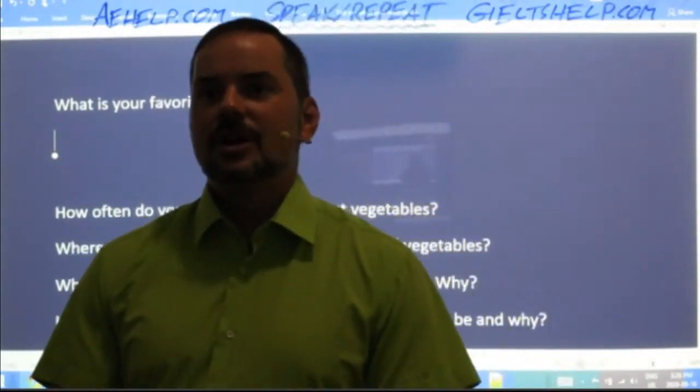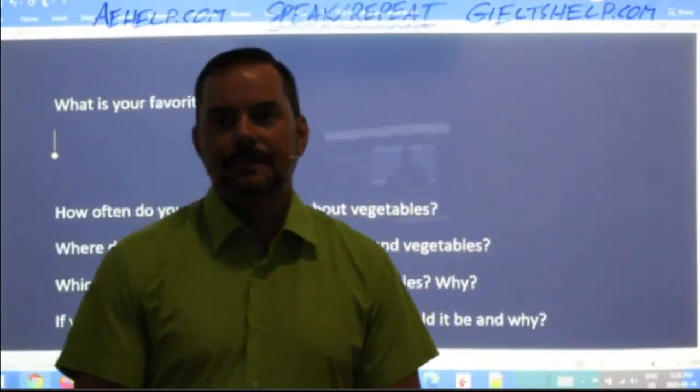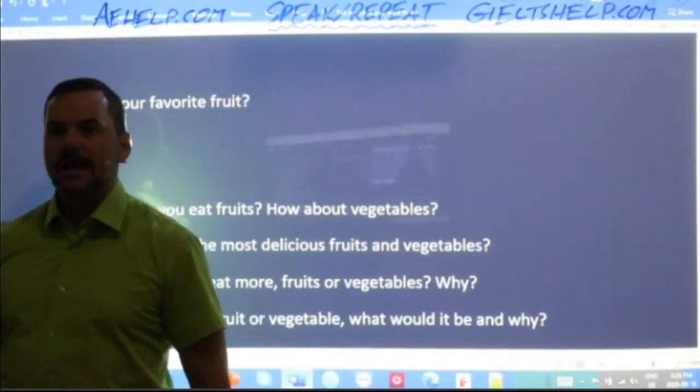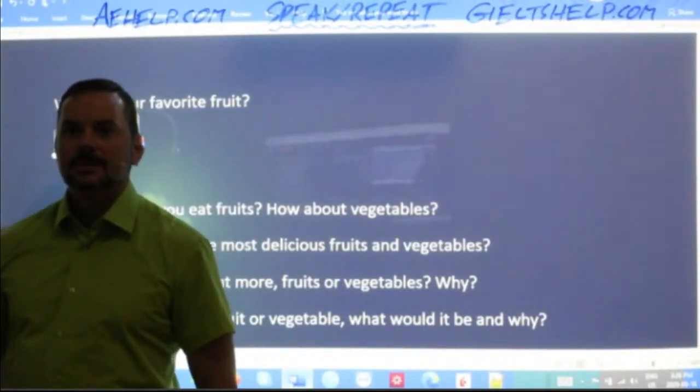Muhammad Azad says, my favorite fruit is orange, not just for its good acidic taste, but also because it contains the important vitamin C, which keeps the immune system strong and acts as a catalyst for a lot of our metabolic processes. Absolutely. Okay.